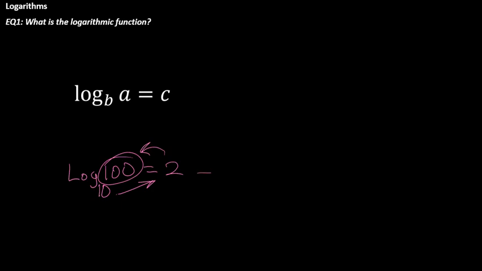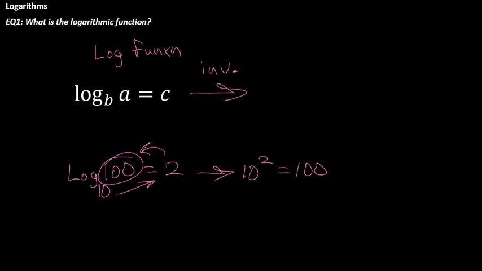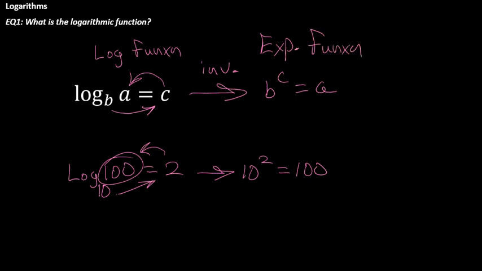Okay, so I can rewrite this inversely as 10 to the second power is equal to 100. It makes kind of a little triangle there. And so this is your log function, right? And it's inverse to, so if I rewrote this, it would be b to the c power is equal to a. So b to the c power is equal to a. This would be an exponential function.